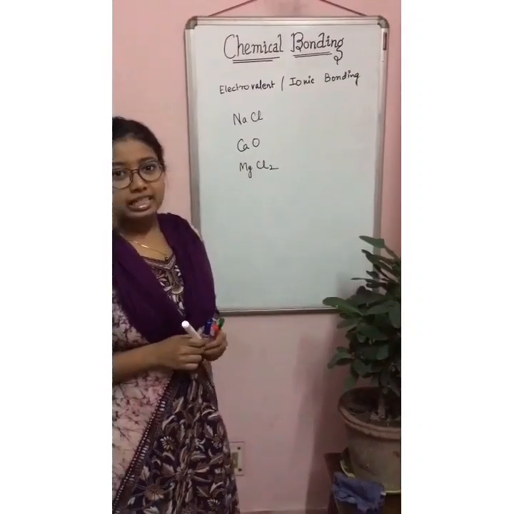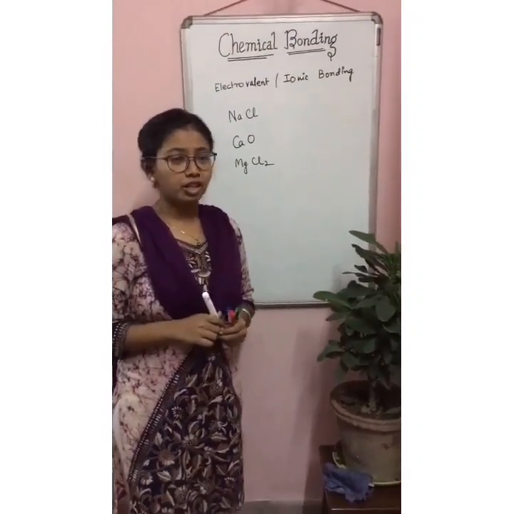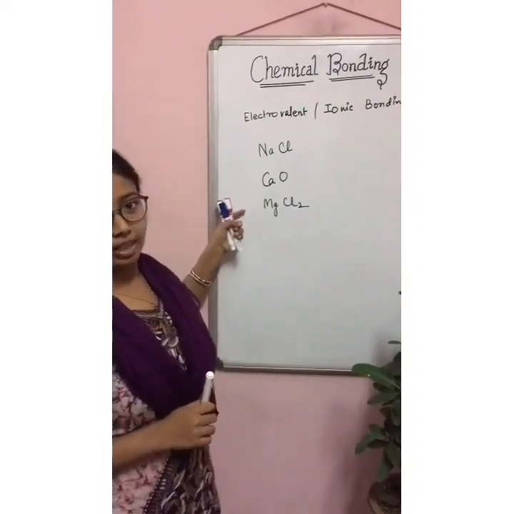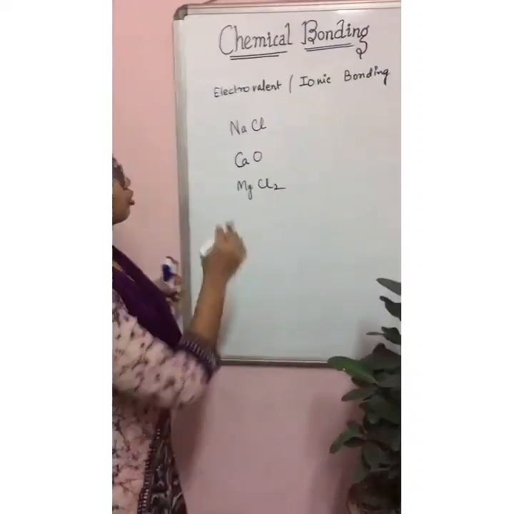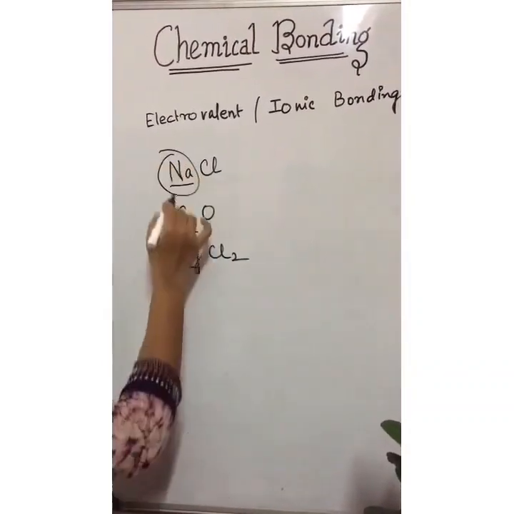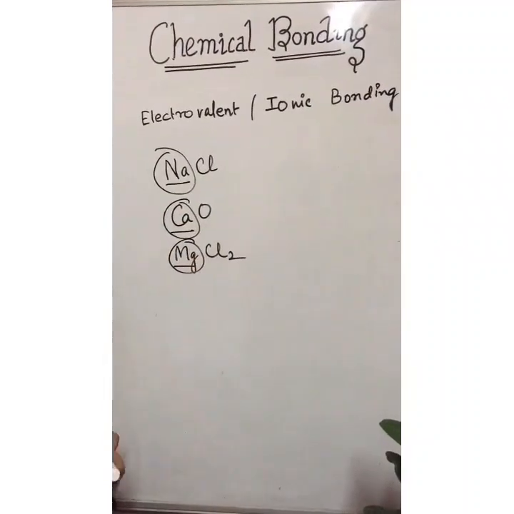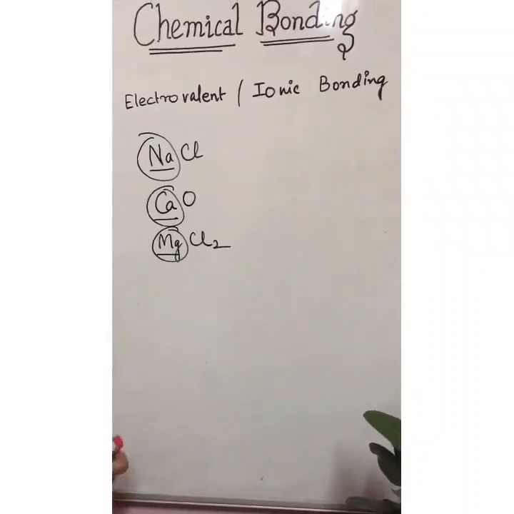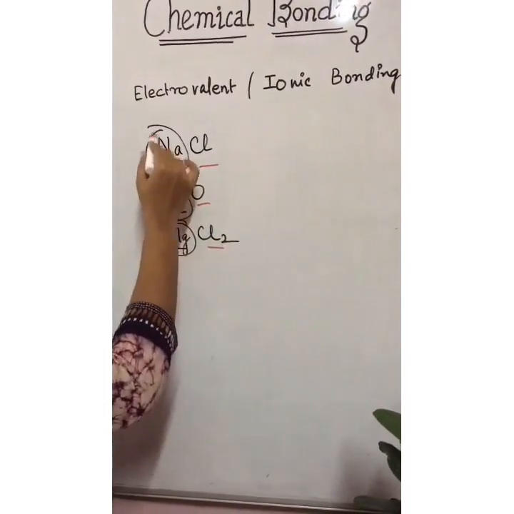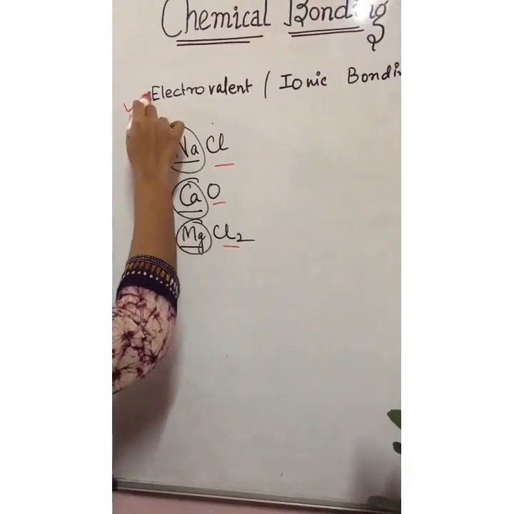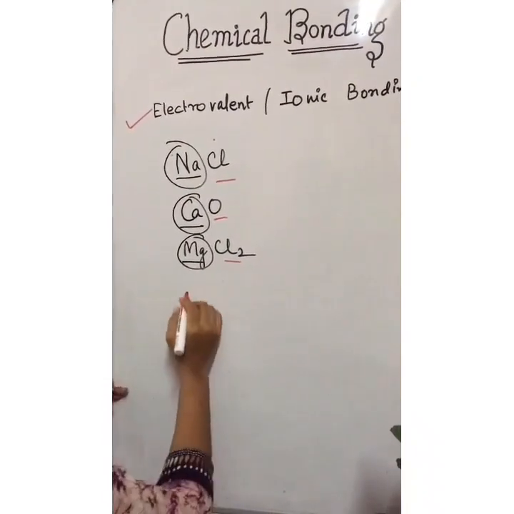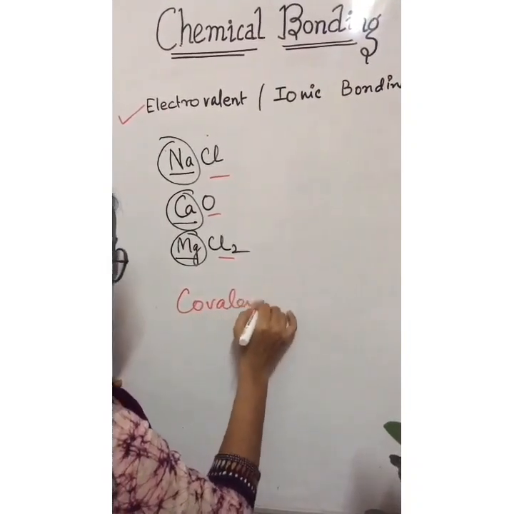Okay. Last day we discussed electrovalent bonding. The examples which we did were NaCl, calcium oxide and magnesium chloride. In electrovalent or ionic bonding we see there is always a metal. Here the metal is sodium, here calcium and here magnesium. And also there is a non-metal, right? Chlorine, oxygen, chlorine. So when there is a metal and a non-metal, the type of bonding which happens is electrovalent bonding. The bonding which we will discuss today is covalent bonding.